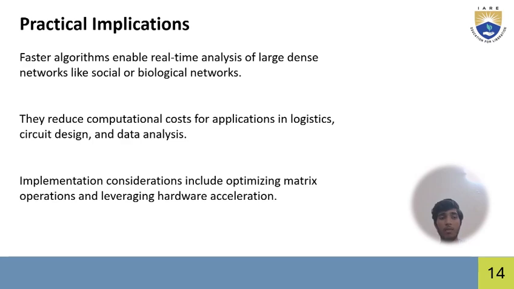The real world implications are vast. In social networks, we can model and analyze connections efficiently. In bioinformatics, faster algorithms can help in genomic sequencing. In logistics and circuit design, quick detection ensures optimized routing. However, these gains require hardware optimization and careful matrix computation techniques.